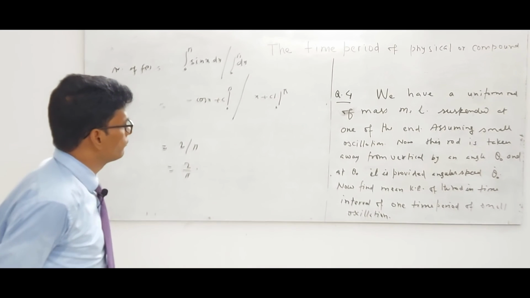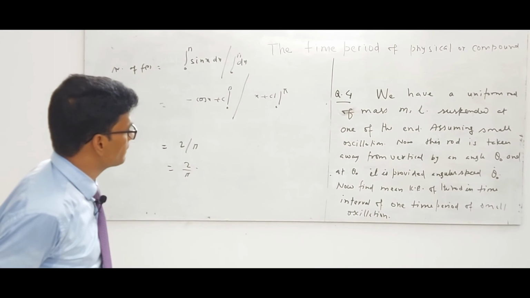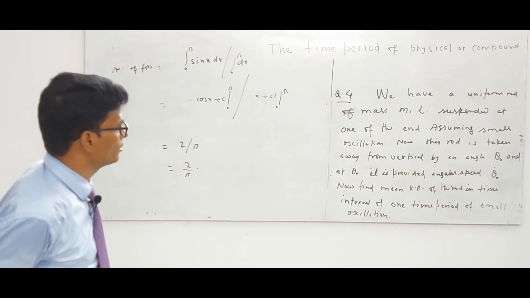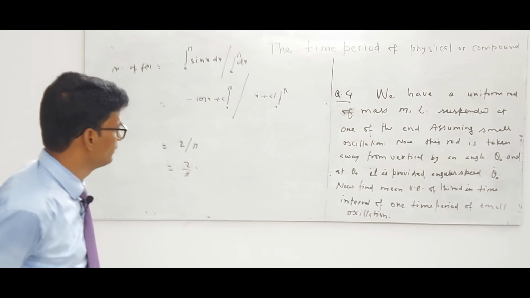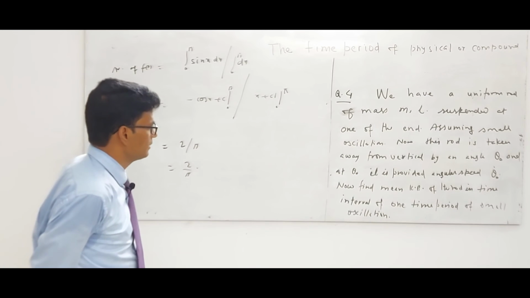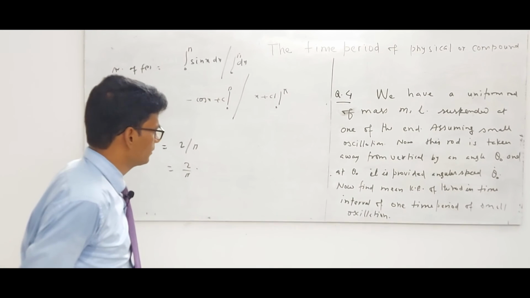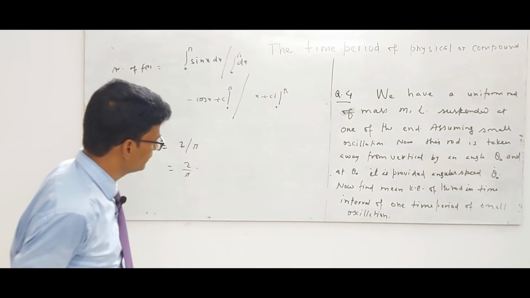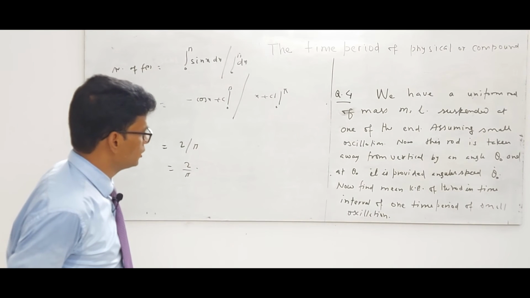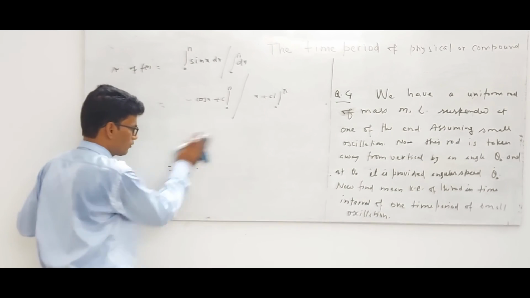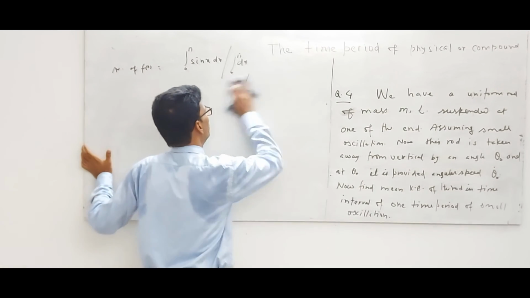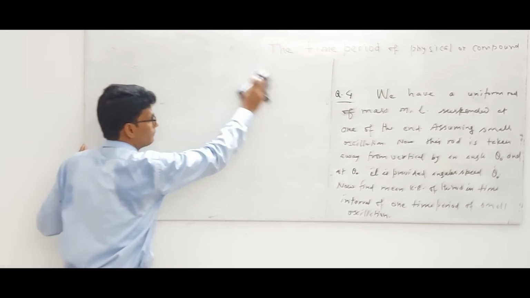We have a uniform rod of mass m and length l suspended, and assuming small oscillation, the rod is taken away from vertical by an angle theta naught, and at theta naught it is provided angular speed theta naught dot. Now find the mean kinetic energy of the rod in a time interval of one time period of small oscillations. So we begin with the time period.